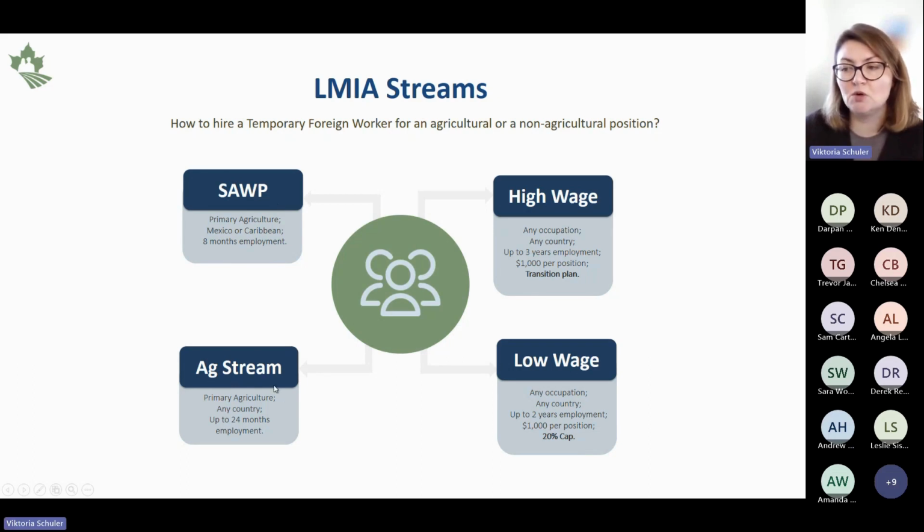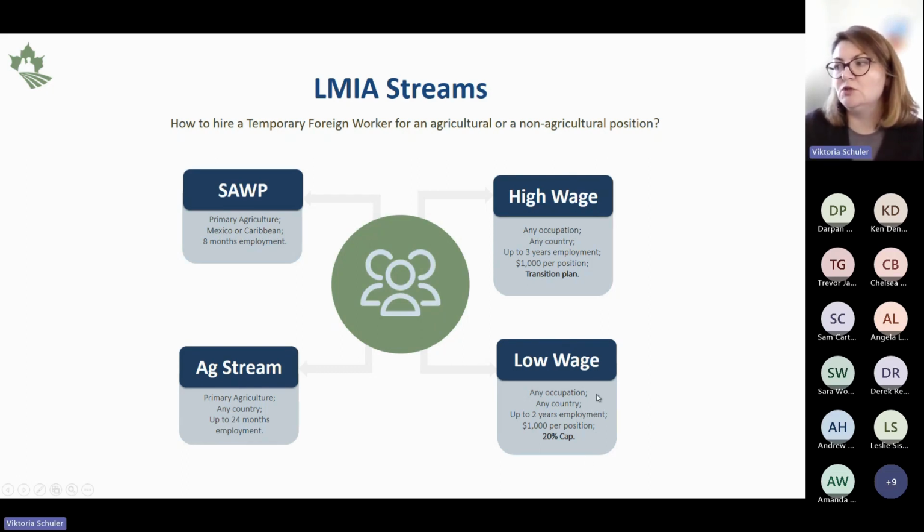The other stream is so-called ag stream or agricultural stream. Also, it is primary agriculture position. The worker could be from any country, employment could be up to 24 months. If you would like to hire seasonal, 6 or 8 months, it is possible as well. Your LMIA will be just for a seasonal position with the duration of 8 months. And there is high wage or low wage.